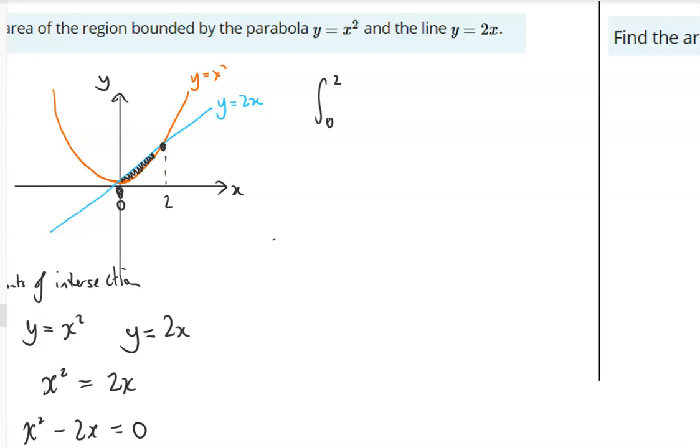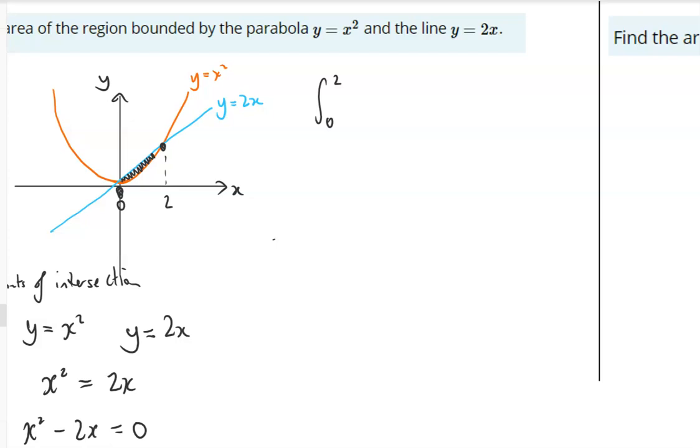Is that okay? So we can integrate separately. We can integrate the x squared between 0 and 2, we can integrate the 2x between 0 and 2, and then subtract those answers. Or alternatively, we could subtract them first and then integrate. It saves a little bit of time usually to do it that way.